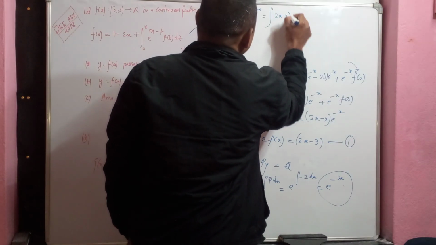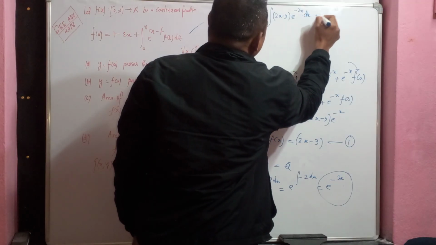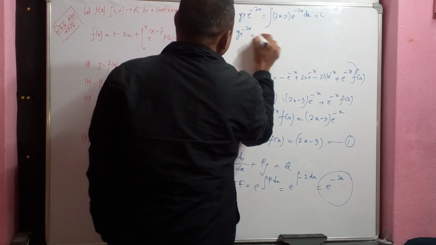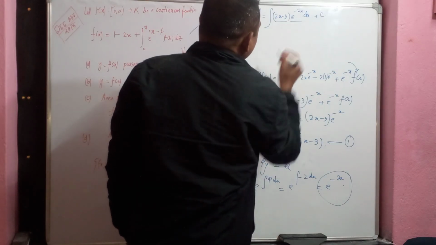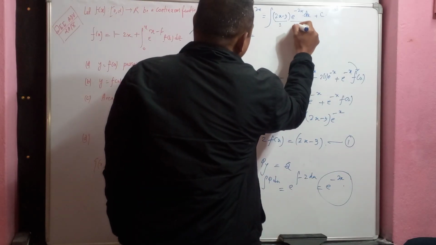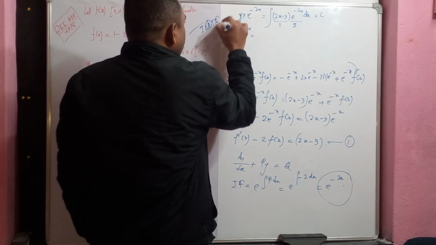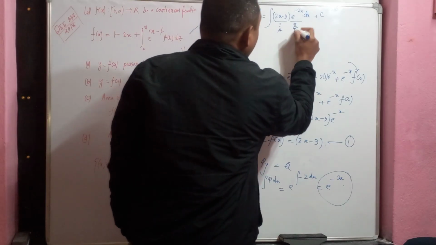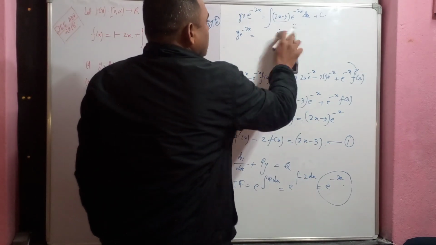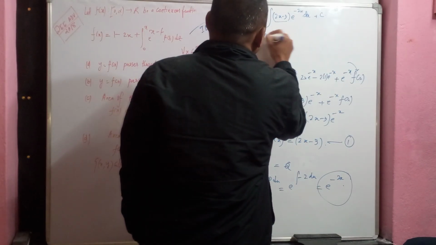Q, Q is 2x minus 3, Q into integrating factor dx plus c. Okay, now y e to the power minus 2x is equal to, by parts, simple by parts. This is the first function, this is the second function. So ALPET: algebraic, trigonometric, exponential, sorry. So this one is algebraic and this is exponential. Okay, so exponential is easily, you can do the integration.